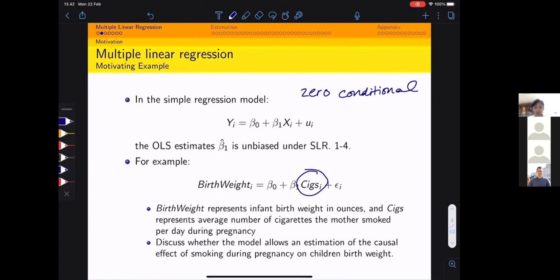Now what I want you guys to do is identify what are unobservables. Something that we do not observe in this model that will be correlated with birth weight as well as the number of cigarettes smoked per day. Any ideas?